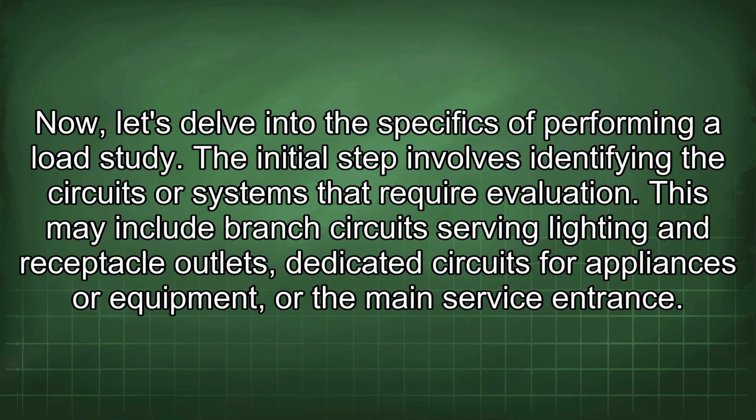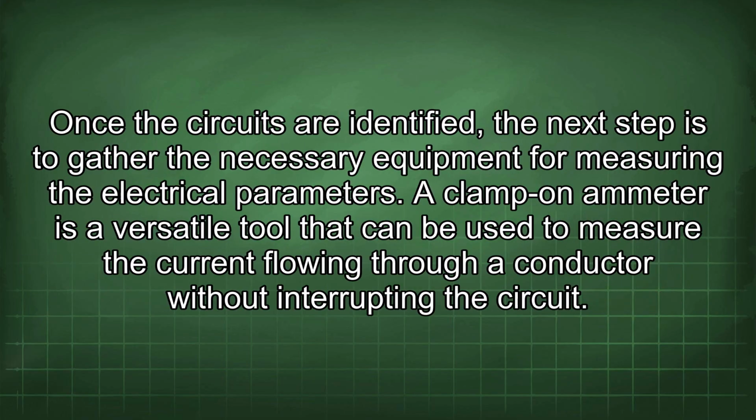The initial step involves identifying the circuits or systems that require evaluation. This may include branch circuits serving lighting and receptacle outlets, dedicated circuits for appliances or equipment, or the main service entrance. Once the circuits are identified, the next step is to gather the necessary equipment for measuring the electrical parameters.